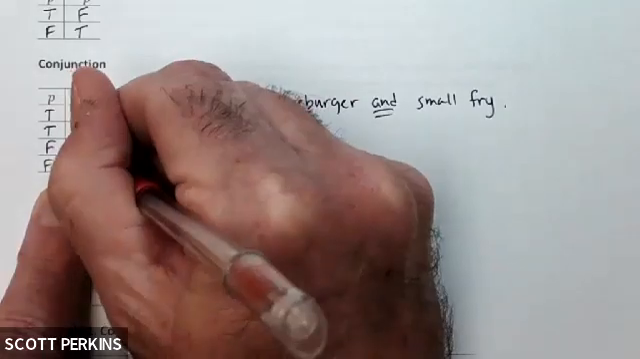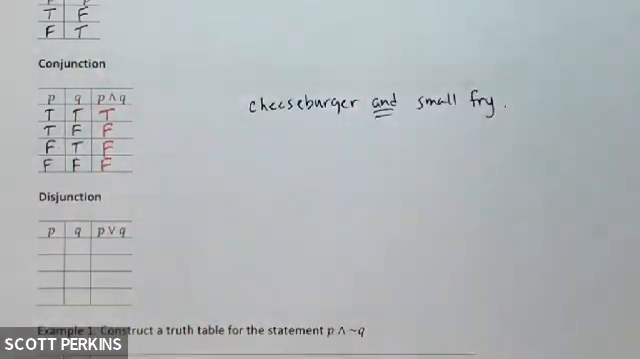Okay. So summarize for me. This will help you learn. Under what conditions is an and statement true? Yeah, when they're both true. That's the only time. For an and statement to be true, both things have to be true. That's the only time. Okay.